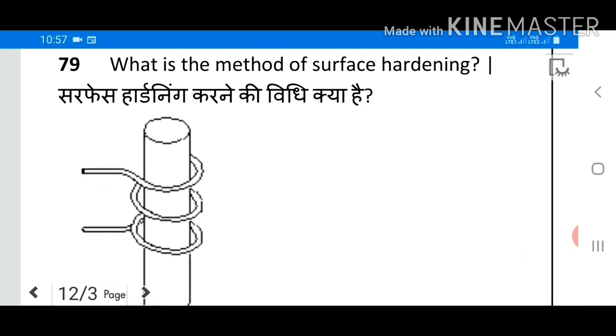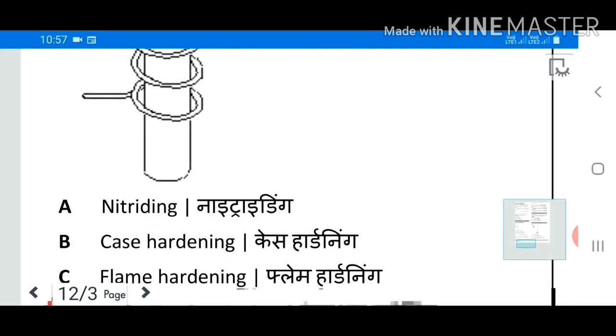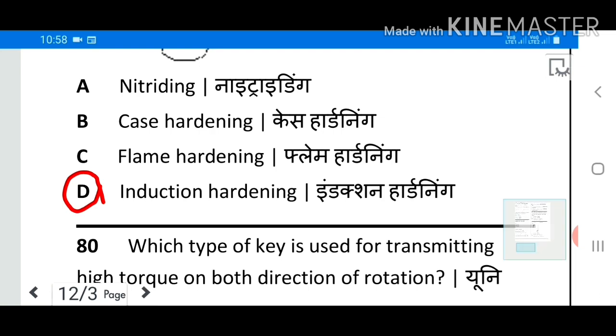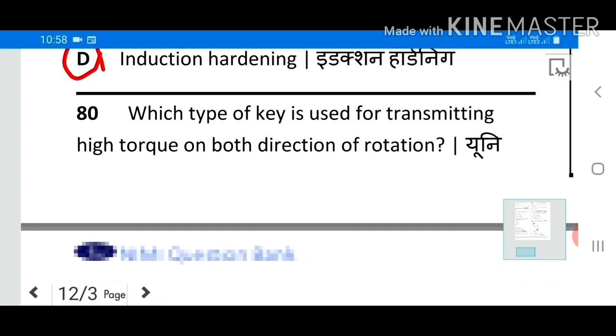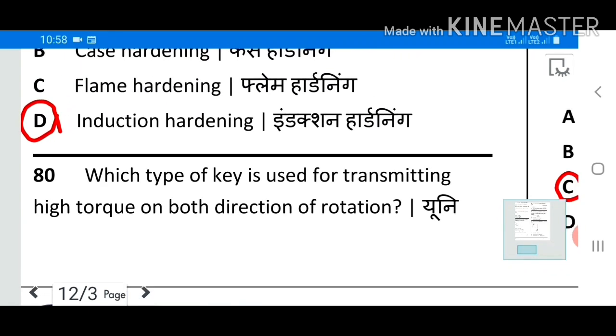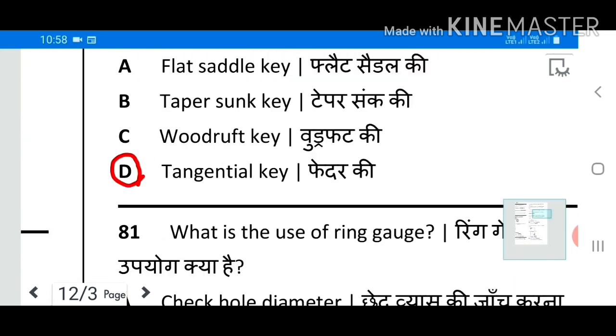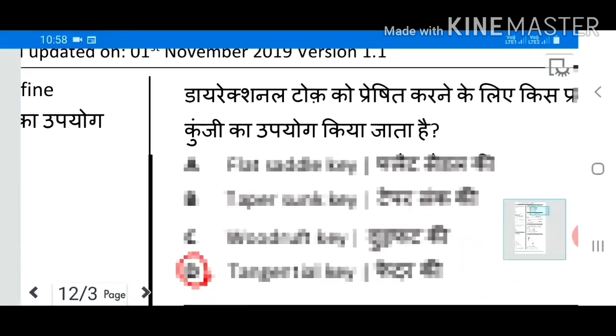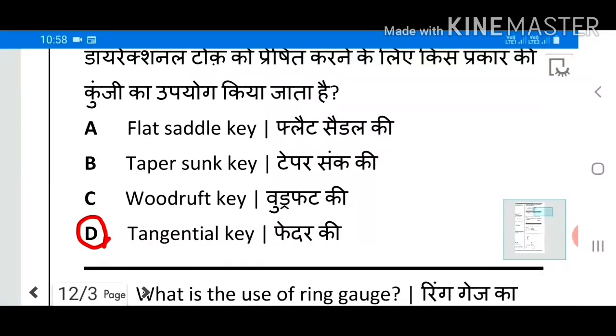79. What is the method of surface hardening? Answer D. Induction hardening. 80. Which type of key is used for transmitting high torque in both directions of rotation? Answer D. Tangential key.